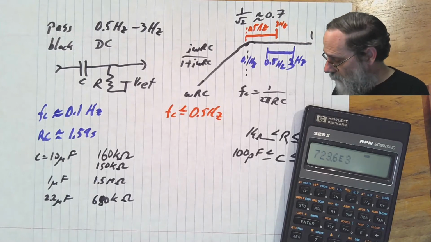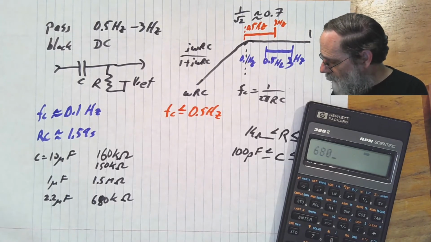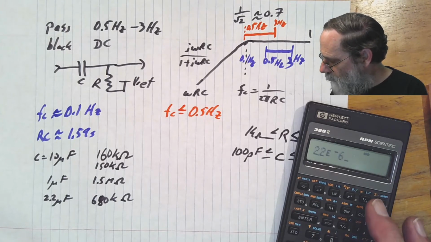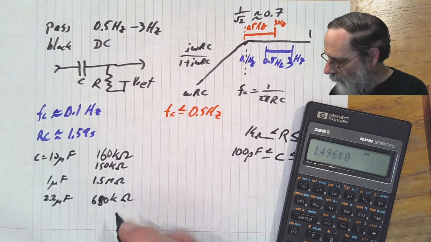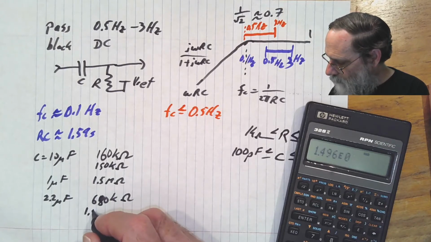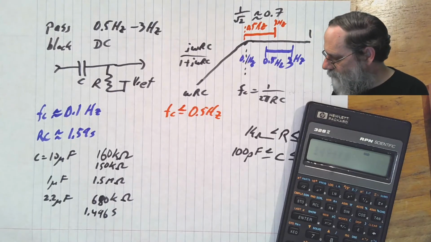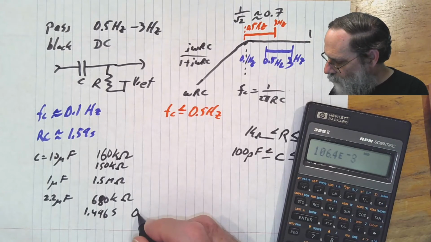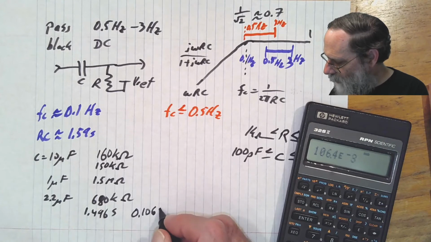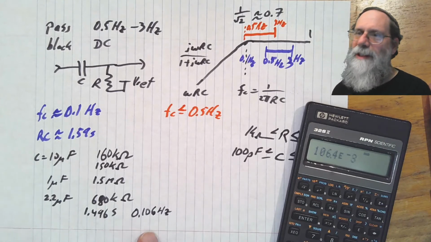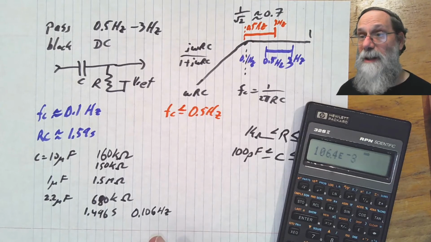Now, what would that give me? So if I do 680 kilo ohms, 2.2 microfarads, and multiply them, I would get 1.496 seconds, or in terms of the corner frequency, that's 0.106 hertz. Instead of 100 millihertz, it's 106 millihertz.